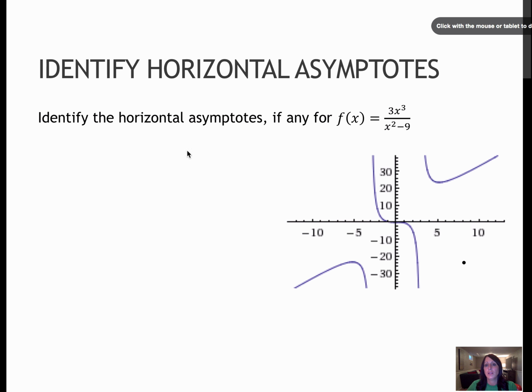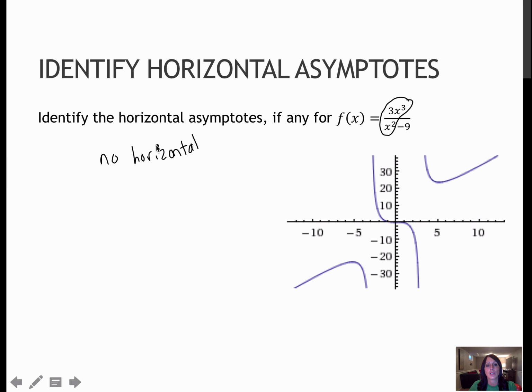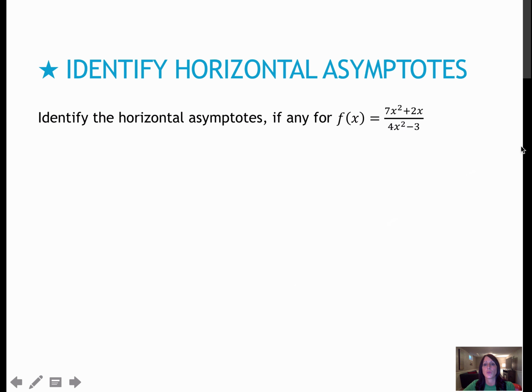Let's try this one. Notice the degree on top is larger, and when the degree on top is larger, we will have no horizontal asymptote. So that's what we're going to talk about next section when we talk about the slant asymptote. So this is no horizontal asymptote. It's actually going to have a slant asymptote, which we'll talk about later. So try this one and see what you come up with.